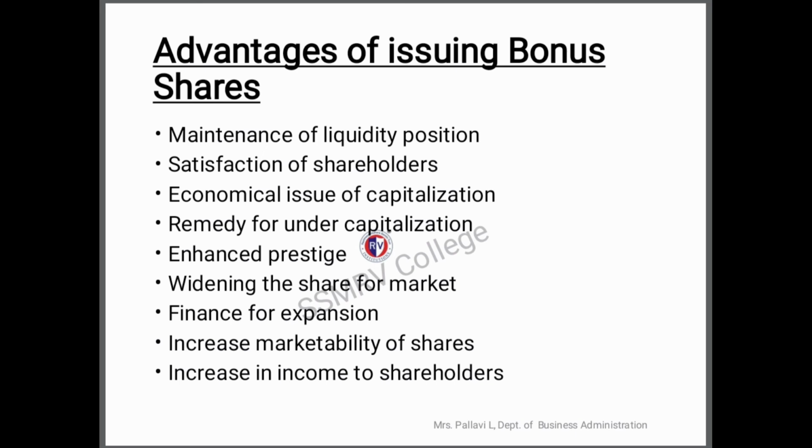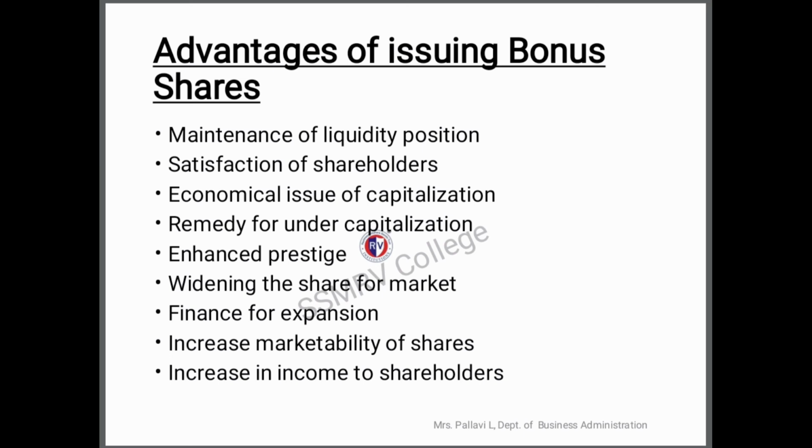And the second advantage is satisfaction of shareholders. When the company issues bonus shares, what happens? The number of equity shares increases for the shareholders. And don't you think it's a very good advantage? Yes, and the next point is economical issue of capitalization. See, the bonus shares do not involve huge expenditure. Okay, it is a very economical issue of capitalization, and that's why it's very useful for the company.